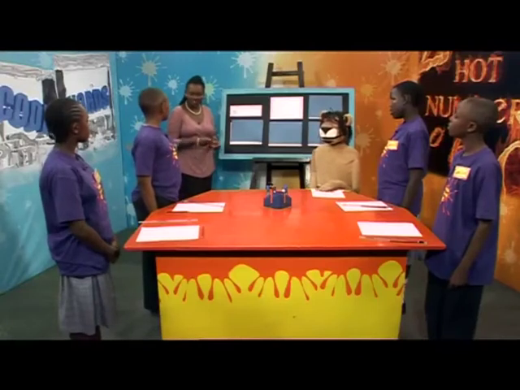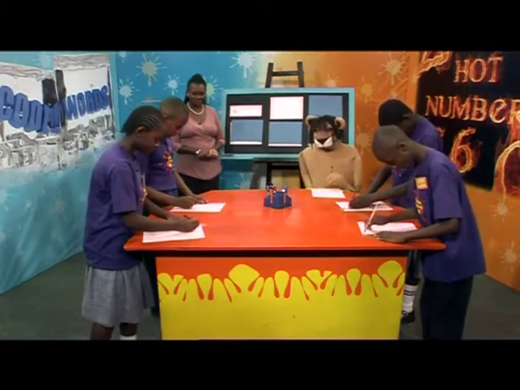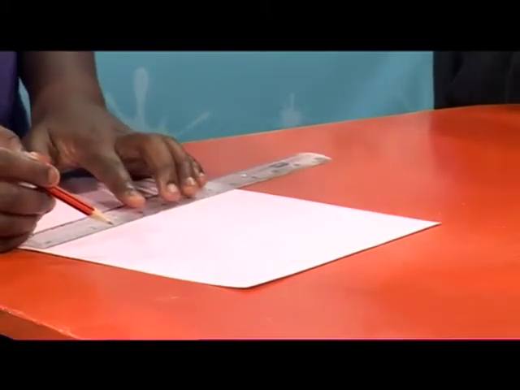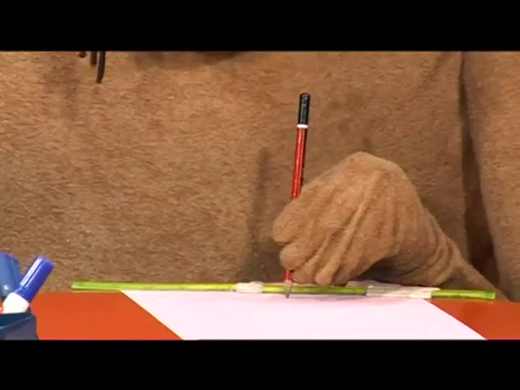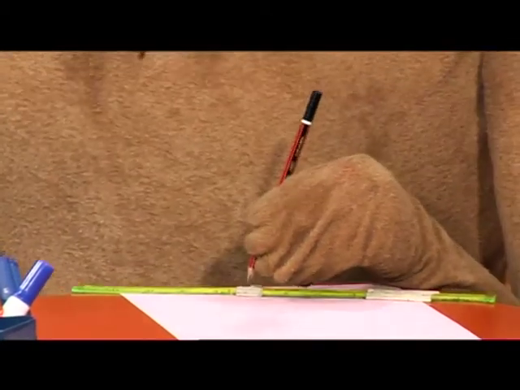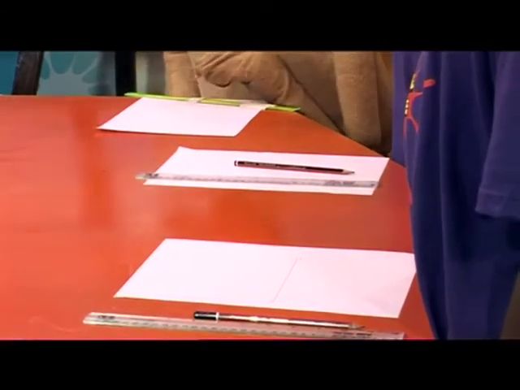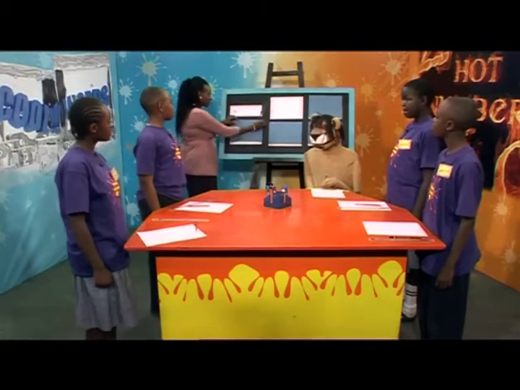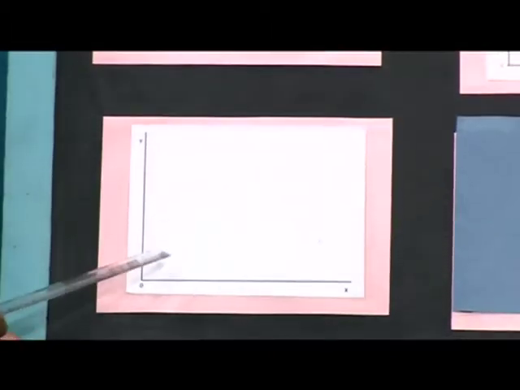Now, on your worksheets, take a moment and draw a graph with two axes, y and x. So let us do that, and you can join in at home. So just get your paper and your pencil and ruler and draw those two axes. So I've got my example on the board. So your graph should look like this.